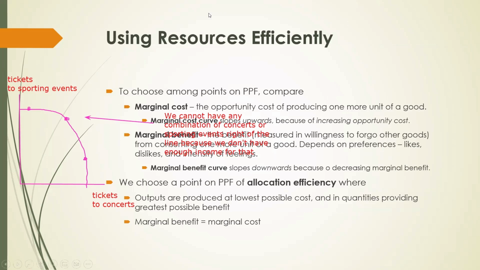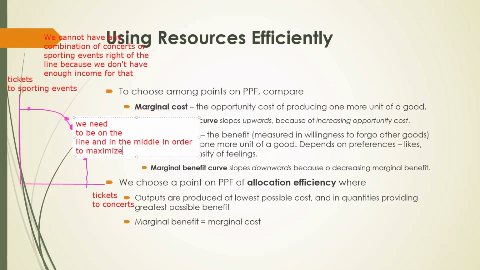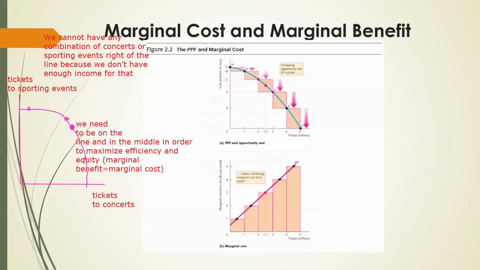So to choose among points of the PPF, we can compare the marginal cost and marginal benefit. We want to ensure that marginal benefit equals marginal cost, and that'll be best for society. If we produce, it's usually in the middle. So we need to be on the line and in the middle in order to maximize efficiency. Marginal benefit equals marginal cost. So we maximize efficiency and equity in that case. So it's important to be there.